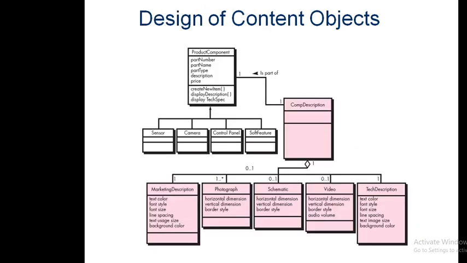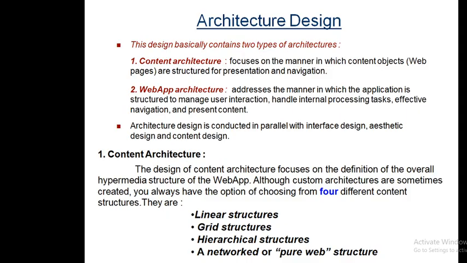So this is the design of content objects. Then the next concept is architecture design. Architecture design means how to develop a web application. What architecture we have, and how to design that architecture, is nothing but architecture designing, because without having a structure we cannot develop anything. For web application development also we need a structure. That structure here we are calling architecture. How we are developing that structure is nothing but architecture designing.